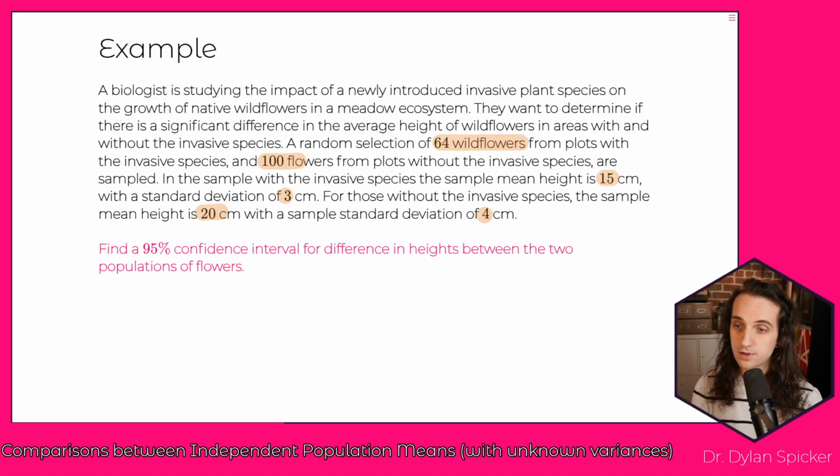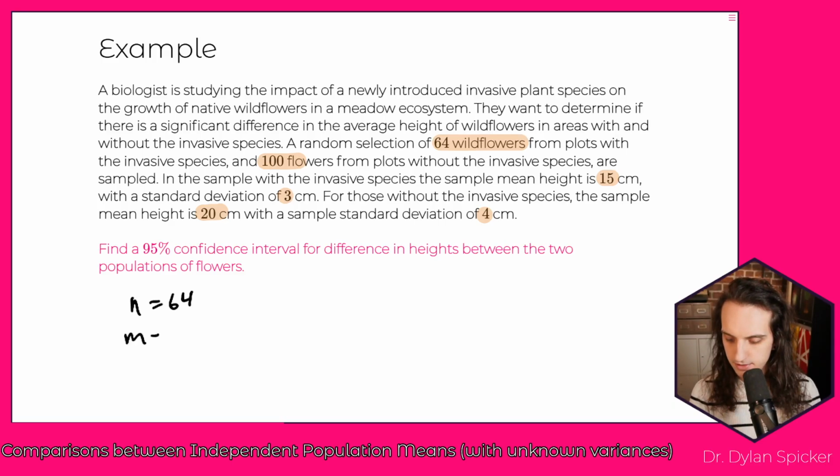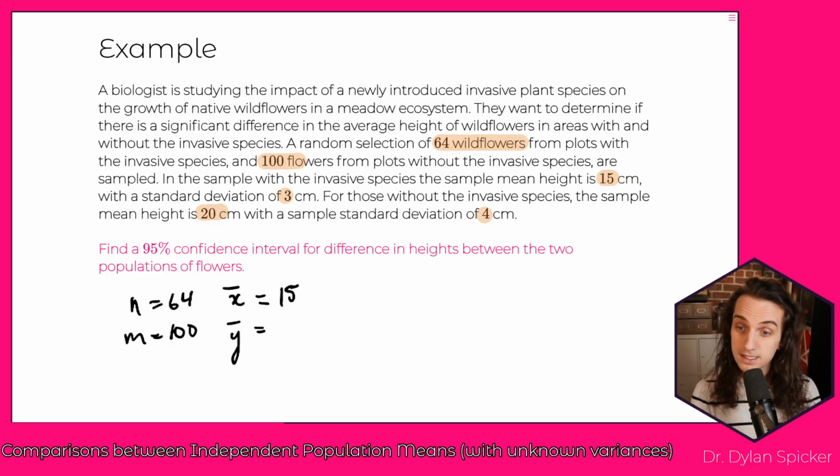And so what are we actually dealing with here, right? What are the values that we've observed in our sample? Well, we can take a look and say that we have a value of n, so our sample size from x, right? So n is going to have a value of 64. M is going to have a value of 100. We have x bar is the mean from our first sample here, and so that's a mean height of 15. Y bar is the mean from the second population, which is 20. We have our sample standard deviation being 3 in the first population, and it is 4 in the second population.